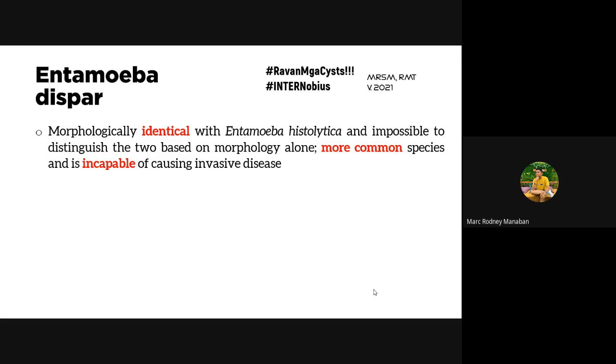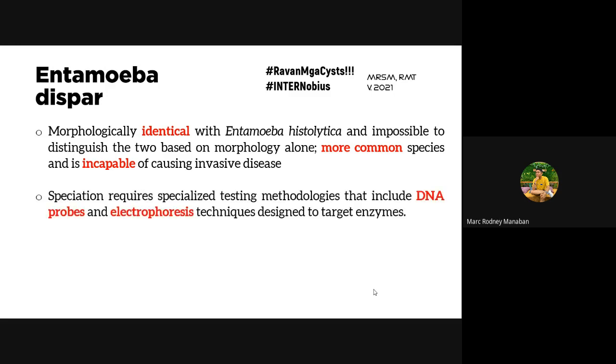Because it's morphologically identical, you cannot really distinguish the two by morphology alone. If you want to speciate, you must perform DNA probes, molecular techniques and electrophoretic techniques to isolate enzymes that are specific to each species. Usually, speciation happens in high-end laboratories, research reference laboratories.